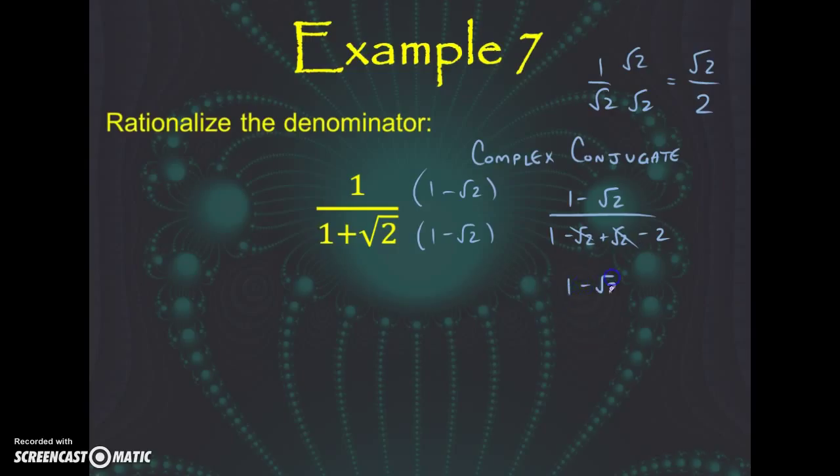I just got a 1 minus root 2 over negative 1, 1 minus 2, and I get negative 1 plus root 2. And there you go. The radical is out of the bottom, and we got ourselves an answer.